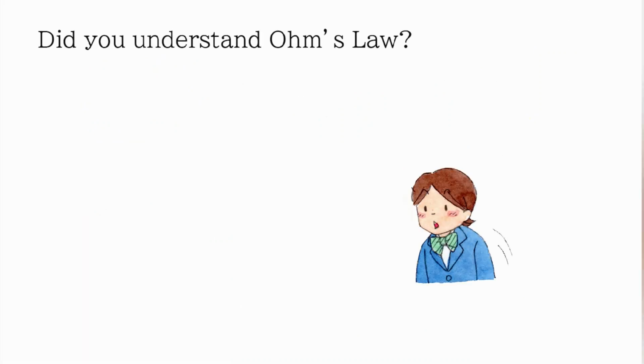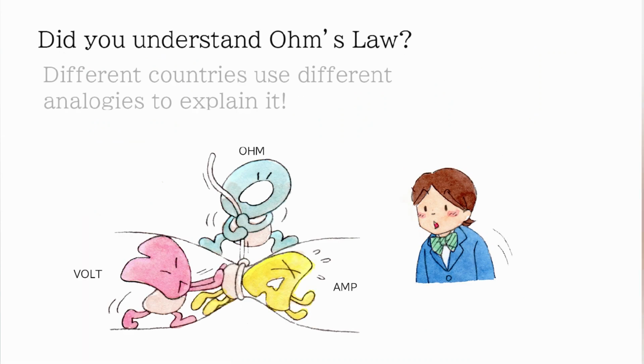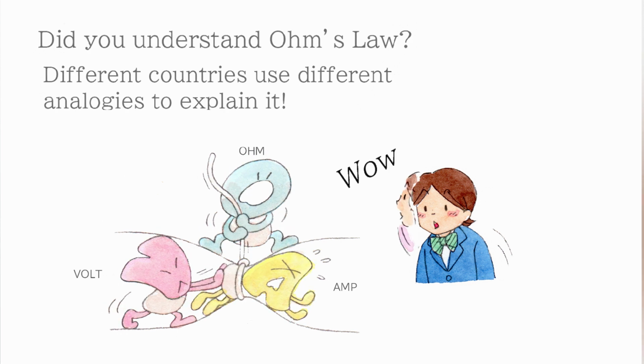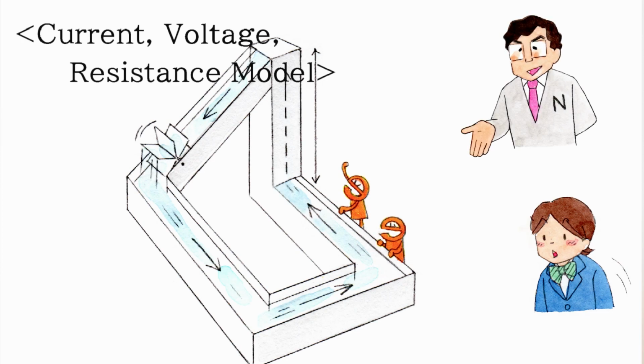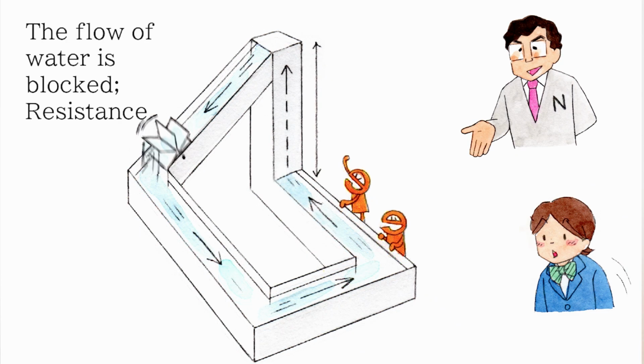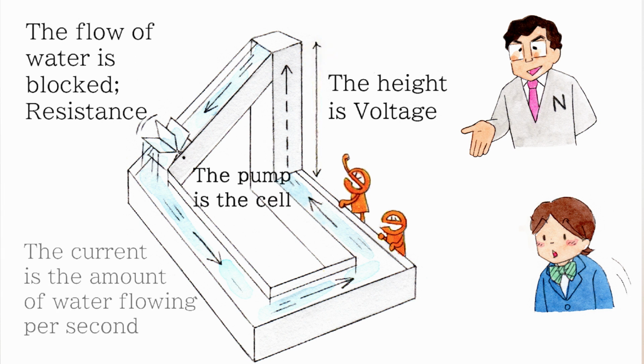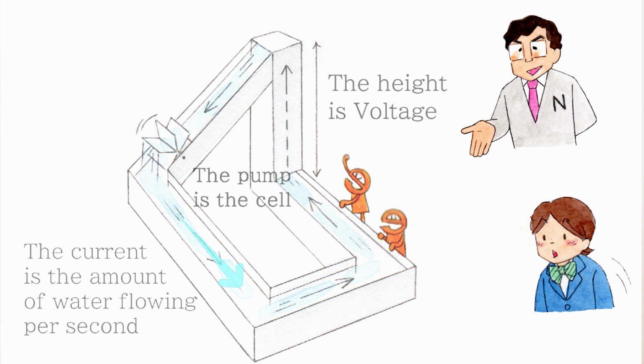Did you understand Ohm's law? Different countries use different analogies to explain it. Wow! Current, voltage, resistance model. The flow of water is blocked. Resistance. The height is voltage. The pump is the cell. The current is the amount of water flowing per second.